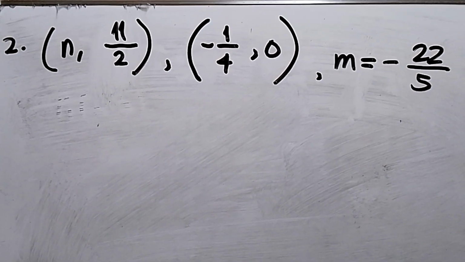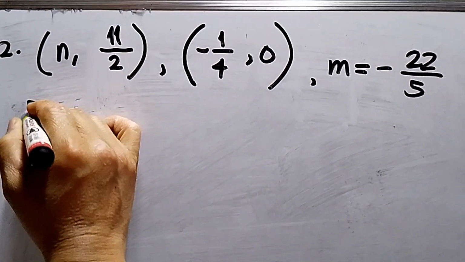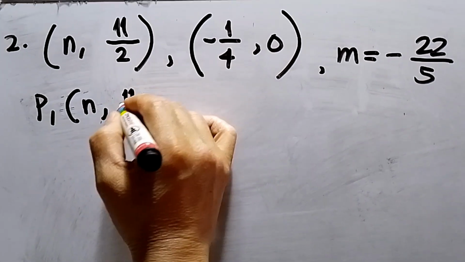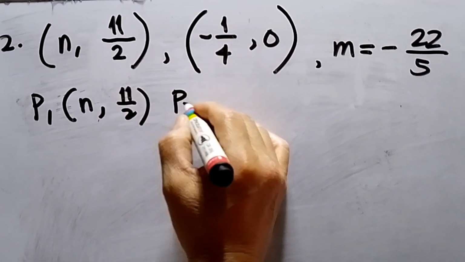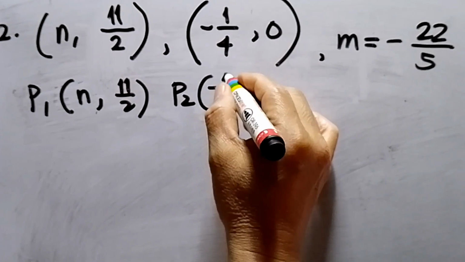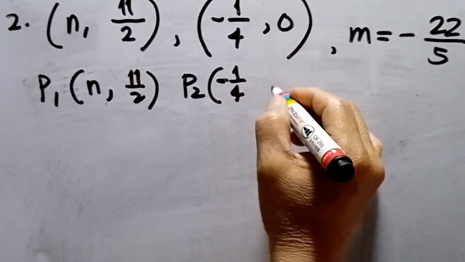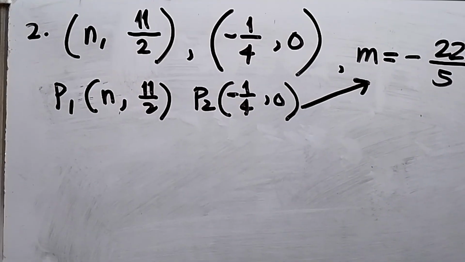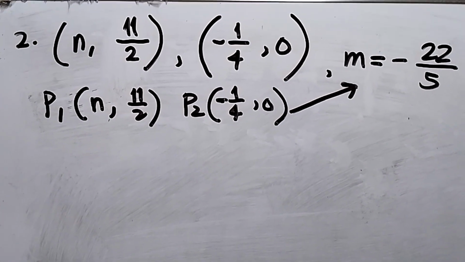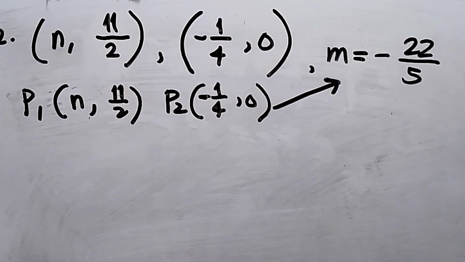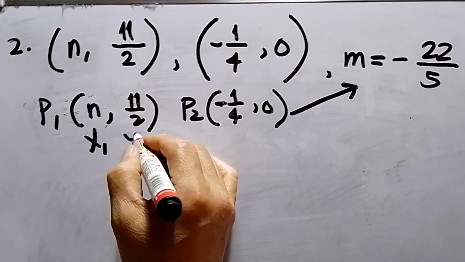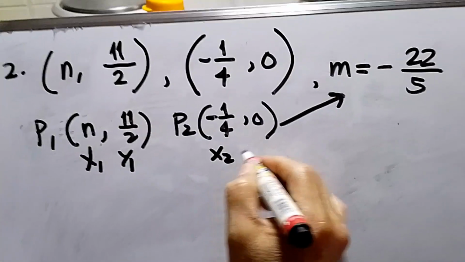Okay, number 2. I have here point 1: n and 11 over 2. Then my point 2 coordinates are negative 1 over 4 and 0, while my slope is negative 22 over 5. So determine the equation of the line. Take note, my x1 is unknown. This is x2 and then y2.